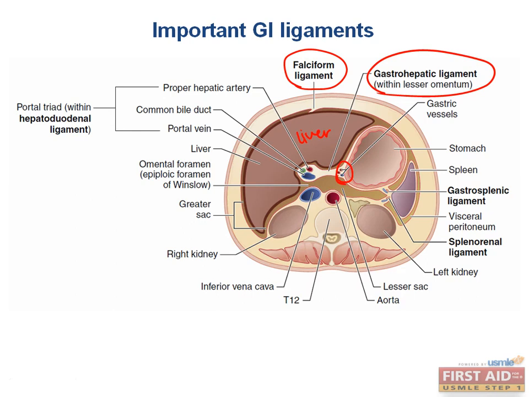The hepatoduodenal ligament, which you can see here, as we discussed before, contains the proper hepatic artery, the common bile duct, and the portal vein. The gastrosplenic ligament, which you can see here, is connecting the stomach to the spleen. The final ligament to mention is the splenorenal ligament, which connects the spleen to the posterior abdominal wall, and it carries the splenic artery and vein.